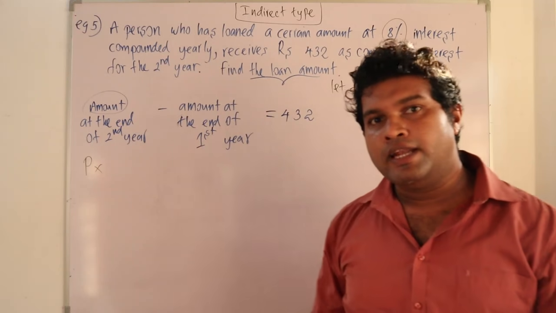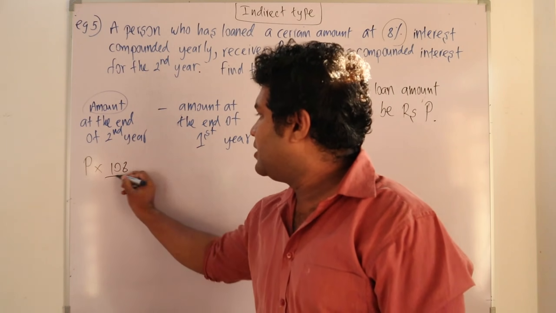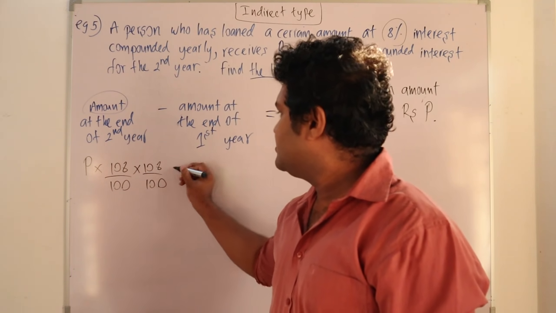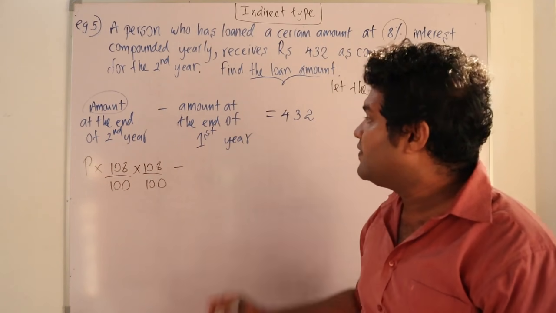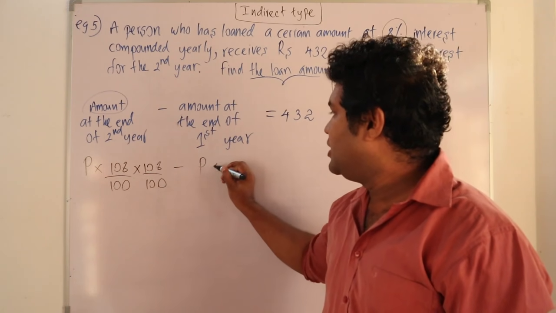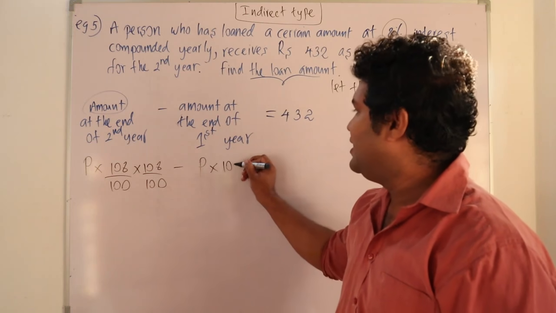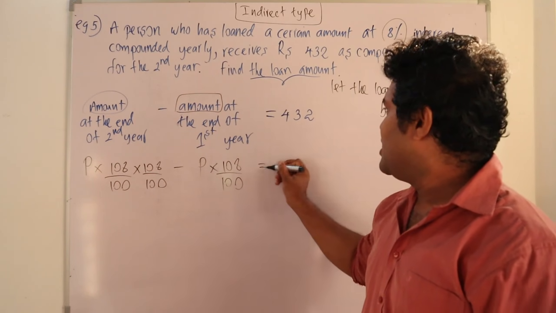Using 8%, should I use 8 or 108? 108 over 100. Some hard question, okay? Amount at the end of the first year. How to write? P times, how to find the amount at the end of the first year? It's easy. 108, because of amount, always 108 over 100, equal to 432.